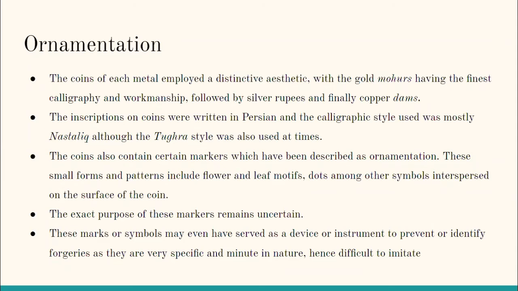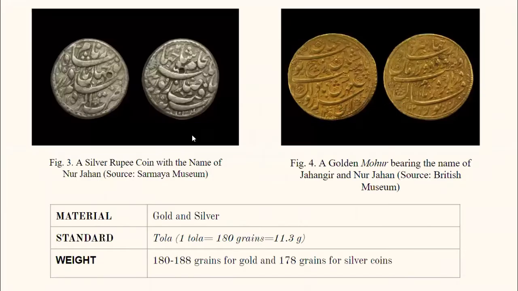So now if you compare the craftsmanship of the gold and silver coins of Nur Jahan, you can see the difference. These are the ornamentation, the markers that I'm talking about, these flower and leaf motifs, which are much more finely and intricately executed on the gold coin as compared to the silver.